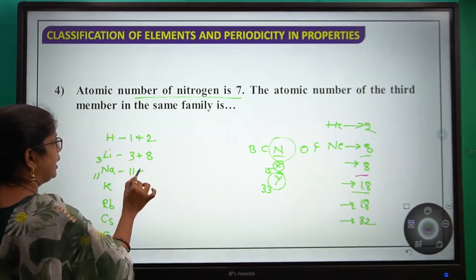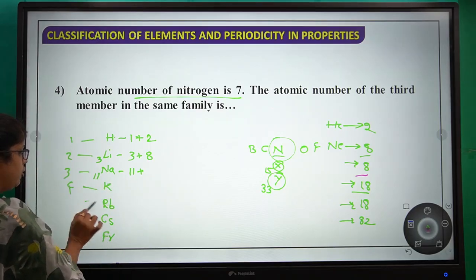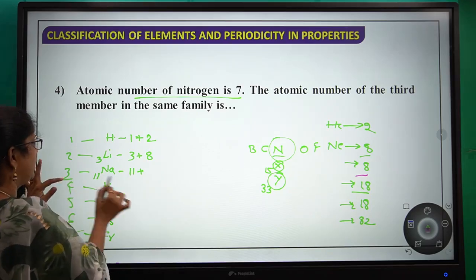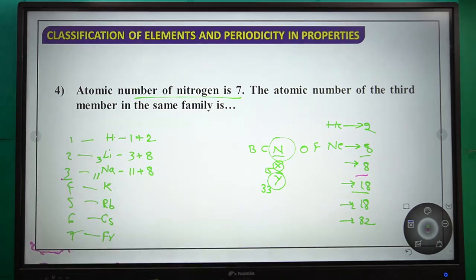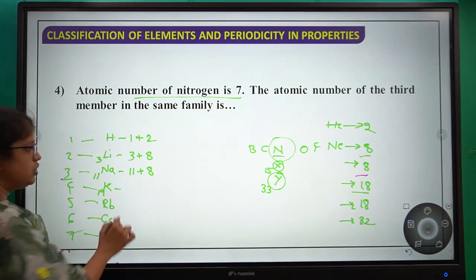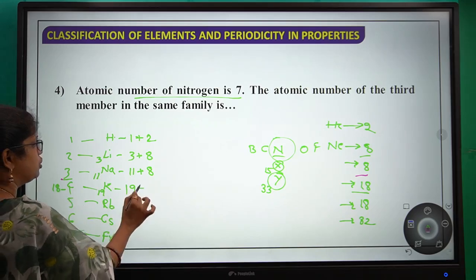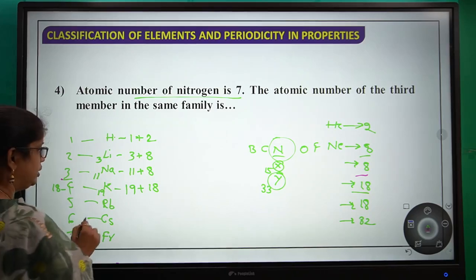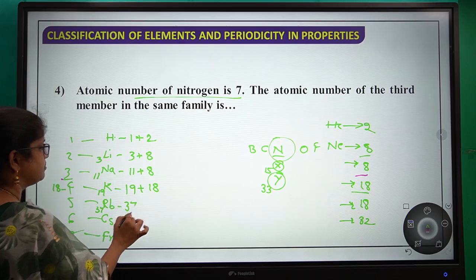Next, 11. Again, this is the first period, second period, third period, fourth, fifth, sixth, seventh. In the third period there are 8 elements. Add 8. How much are we getting? 19. So the atomic number of potassium is 19. Write 19. And in the fourth period how many elements? 18. So add 18. 19 plus 18, how much? 37.